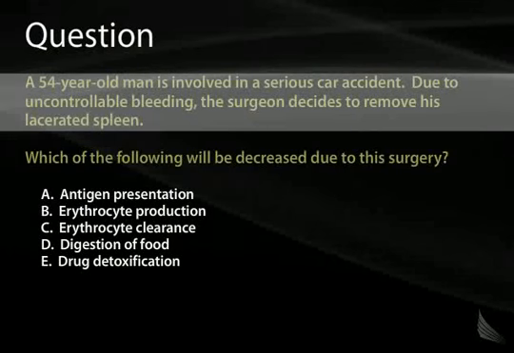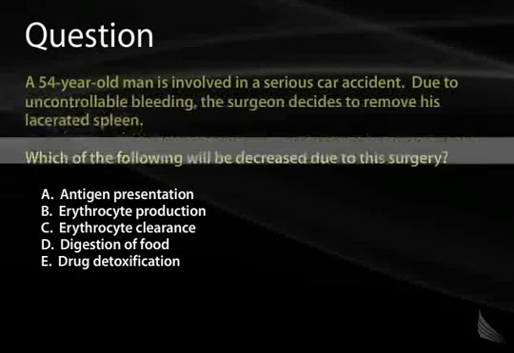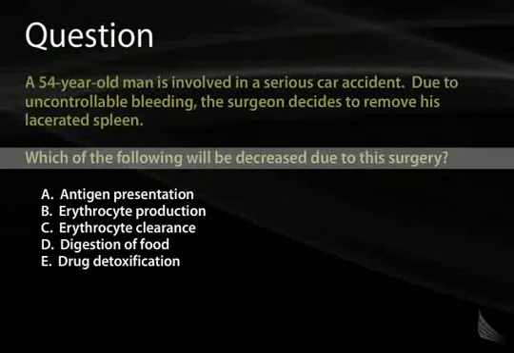Okay, we have another question here. A 54-year-old man is involved in a serious car accident. Due to uncontrollable bleeding, the surgeon decides to remove his lacerated spleen. Which of the following will be decreased due to this surgery? A, antigen presentation, B, erythrocyte production, C, erythrocyte clearance, D, digestion of food, E, drug detoxification.